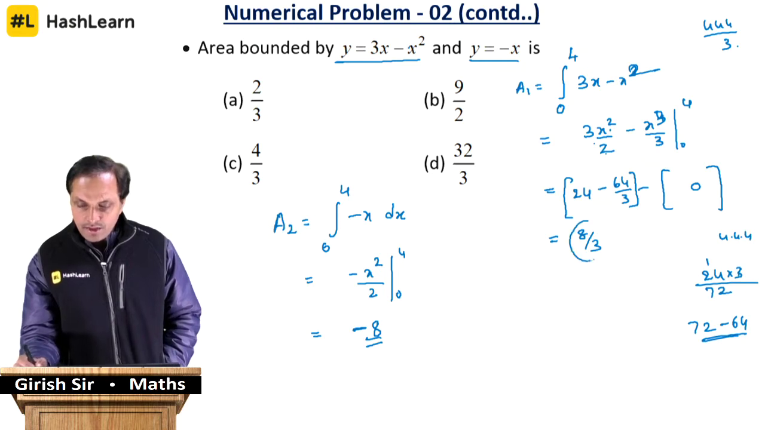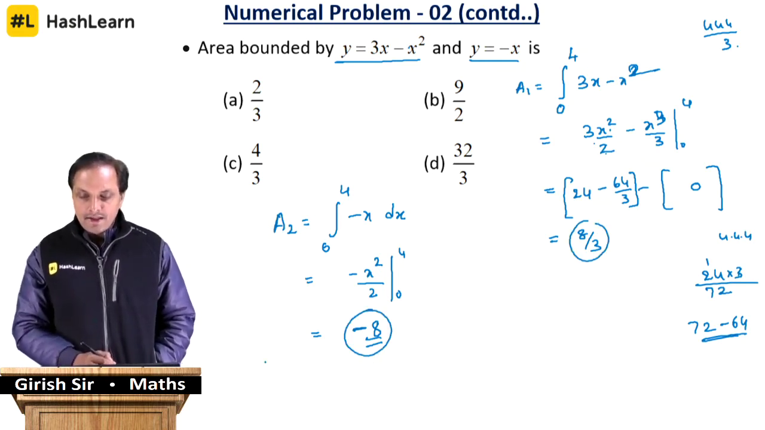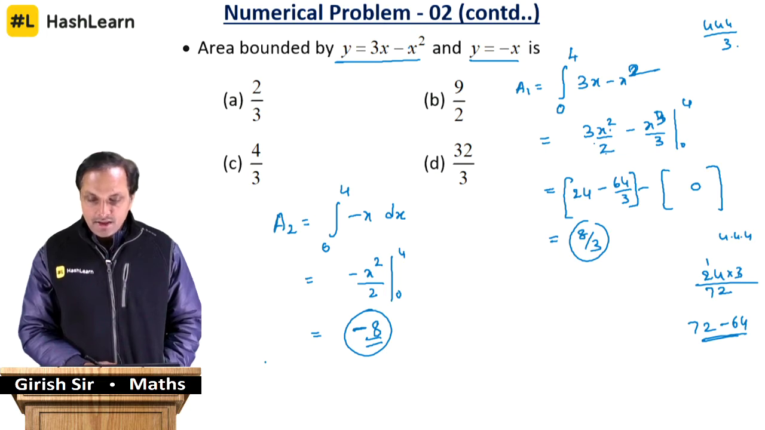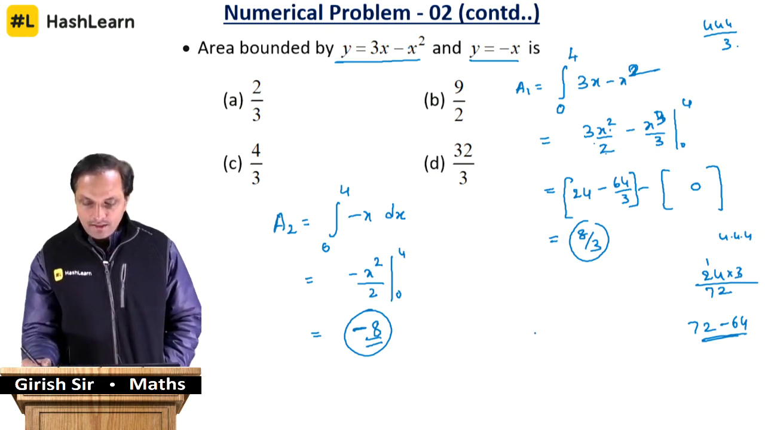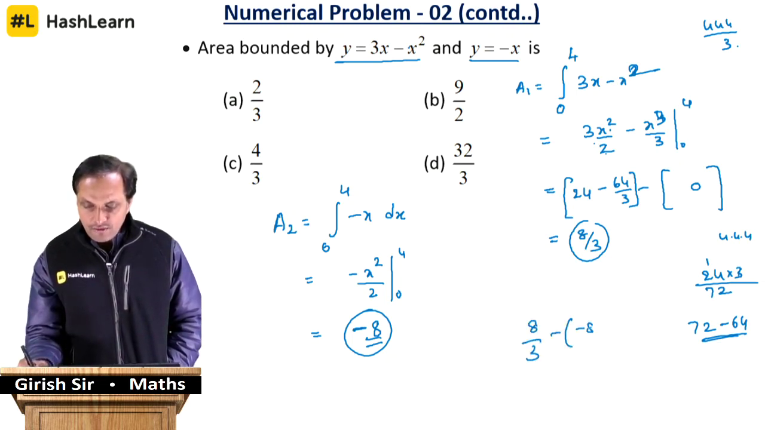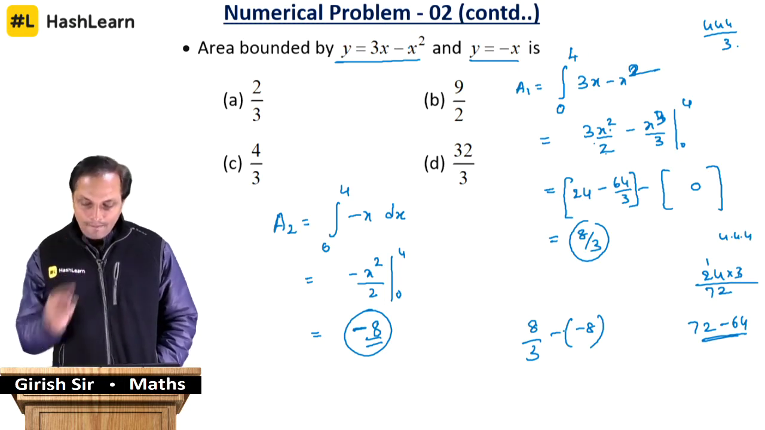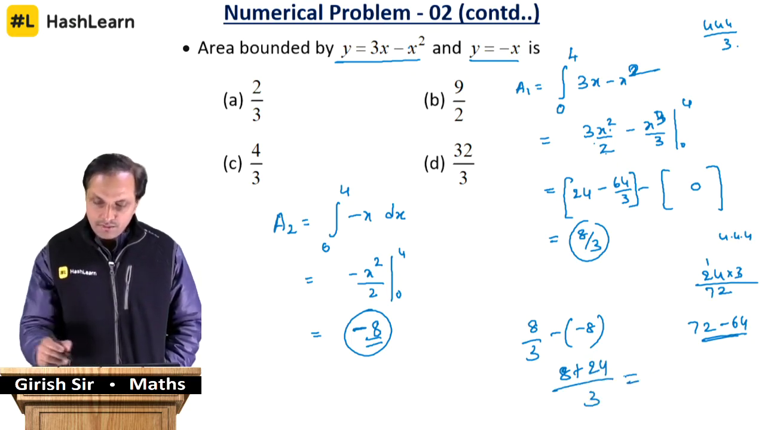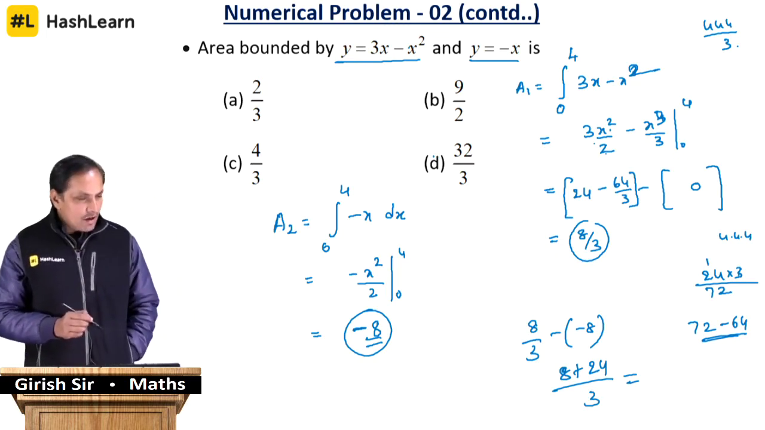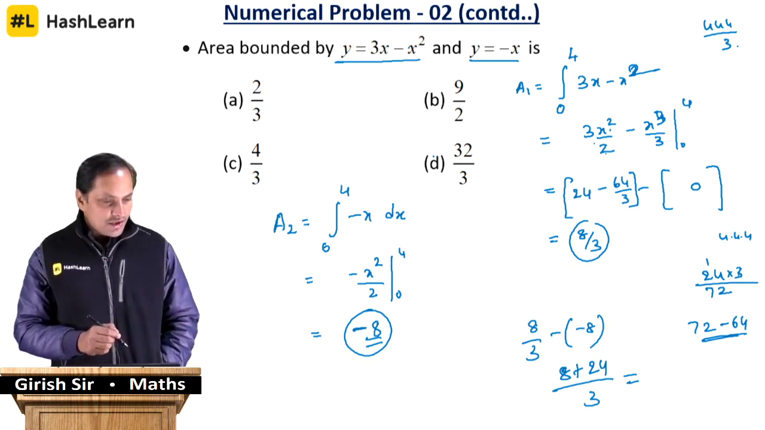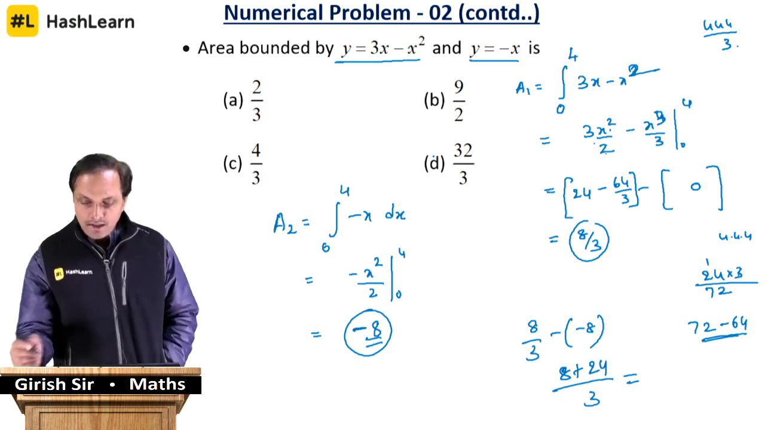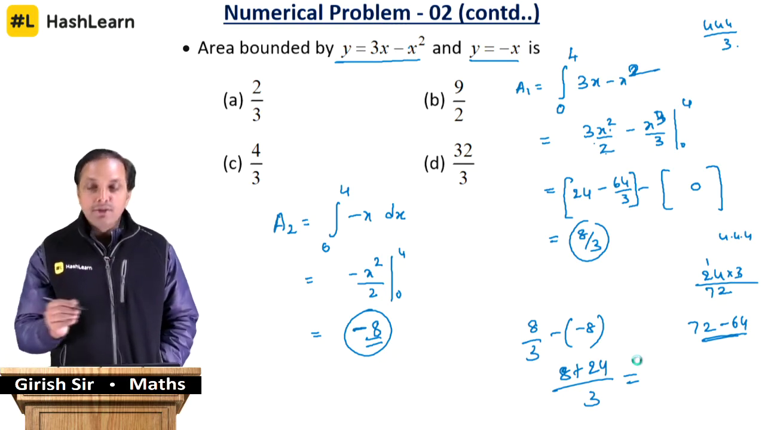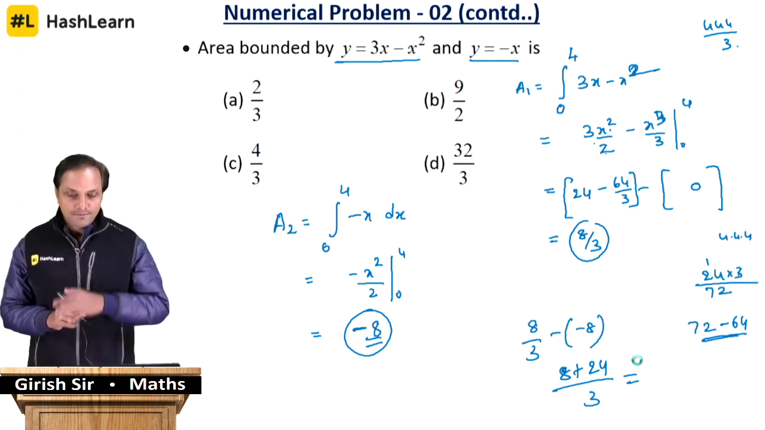So this is what your 8 by 3 and this is what your area is minus 8. So if you subtract one with the other, 8 by 3 minus of minus 8, that will give you 8 plus 8 3s are 24 by 3 will give you 32 by 3, which is option D. Yes, option D, Sanskruti gave the answer as D, that is right. You will get 32 divided by 3, which is option D.